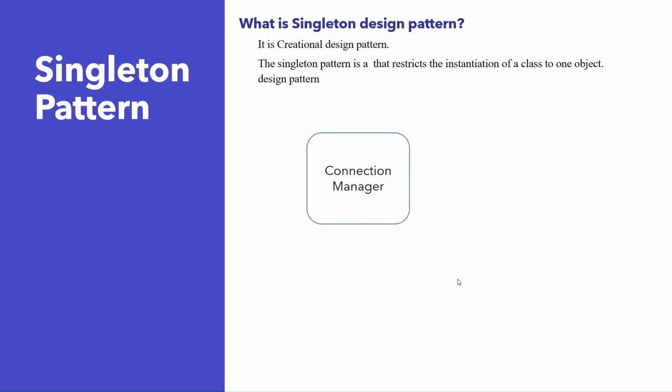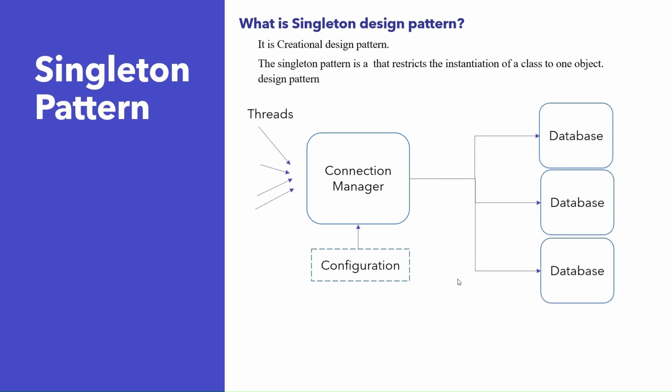Think like you have a connection manager with a basic configuration that will connect to multiple databases. When multiple threads are trying to access the database through the connection manager, each and every thread will have its own instance of the connection manager. Since a connection manager is common to connect to multiple databases, there is no need to have a separate instance for each and every thread. To avoid that, Singleton will provide a single instance to each and every thread that is trying to access a database.